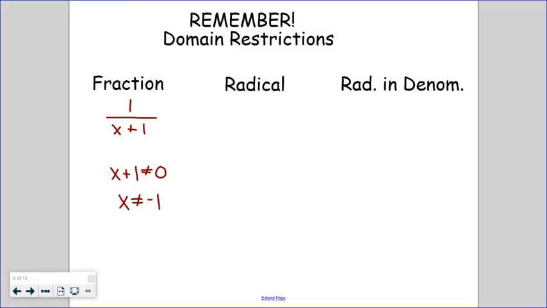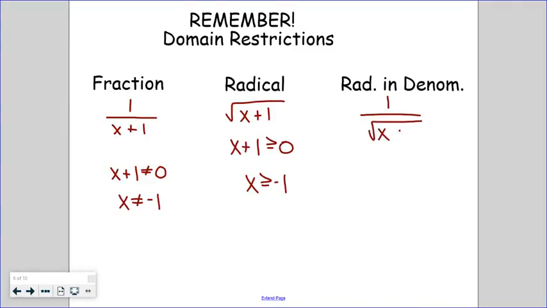But just a reminder of what our rules are. If it is a radical, what is underneath our radical has to be greater than or equal to 0. So in this case, x would have to be greater than or equal to -1. Or a radical in the bottom of my fraction, that would say that what's in the radical has to be just greater than 0. So remembering the difference in how we set up each of our domain restrictions.